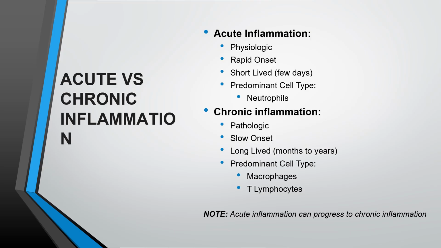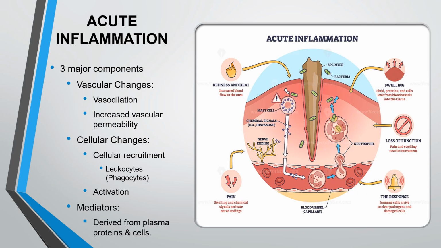Neutrophils sprint, macrophages move in and unpack. Now let's zoom in on acute inflammation because this is the foundation for everything that follows. Acute inflammation has 3 major components: vascular changes, cellular changes, and chemical mediators.